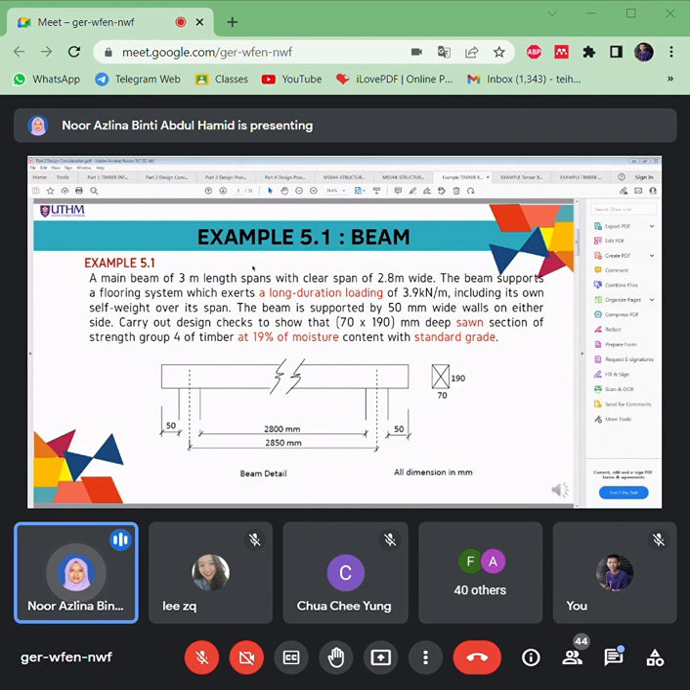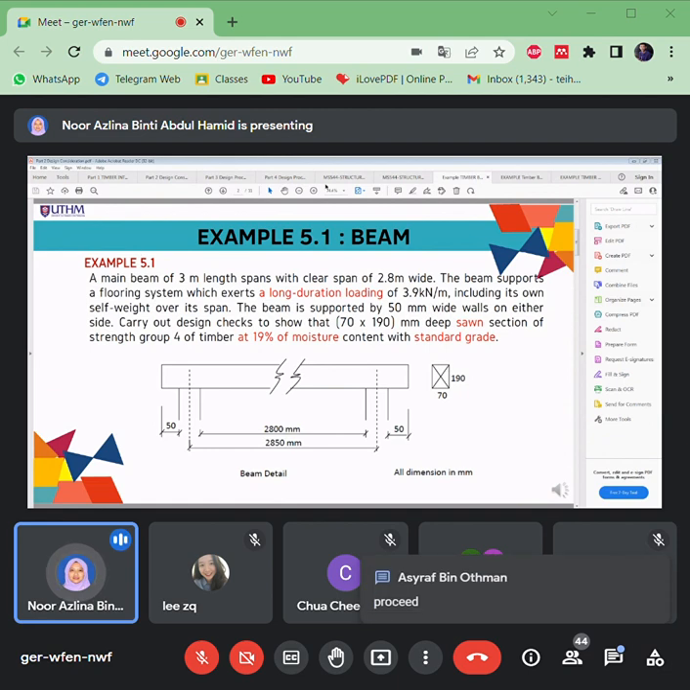You want to proceed or take a break? Proceed. Okay, afraid of losing connection.